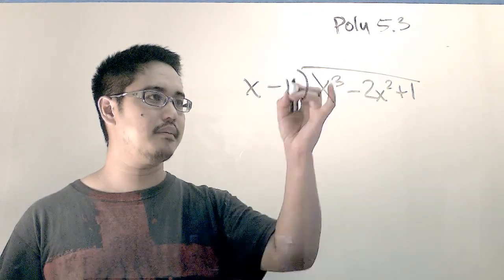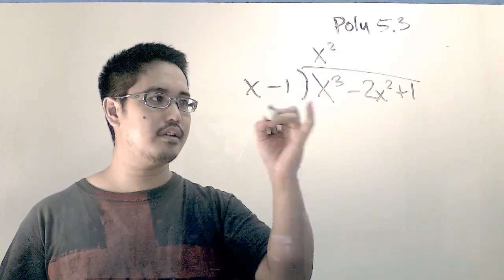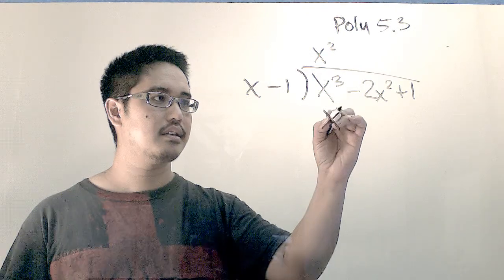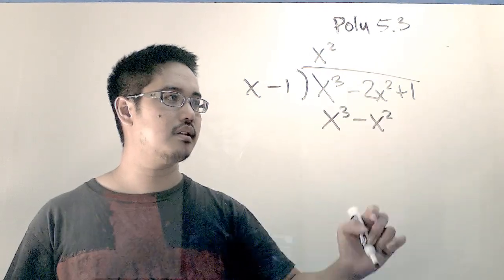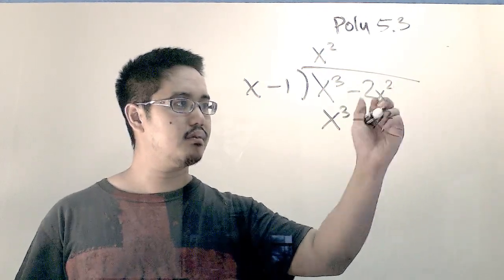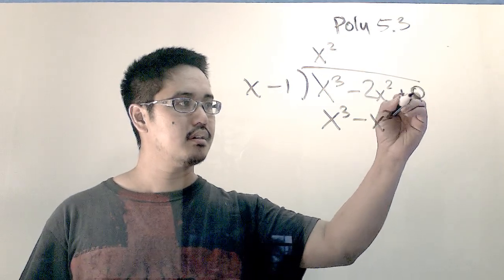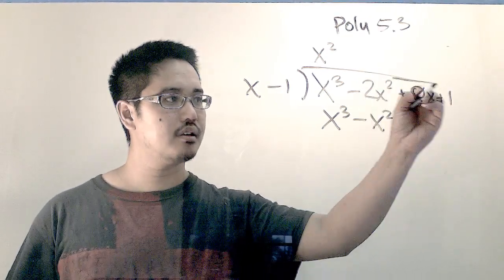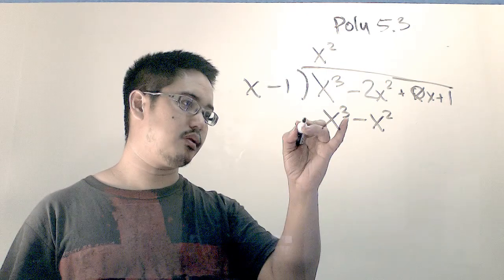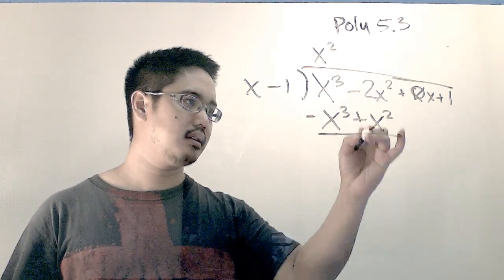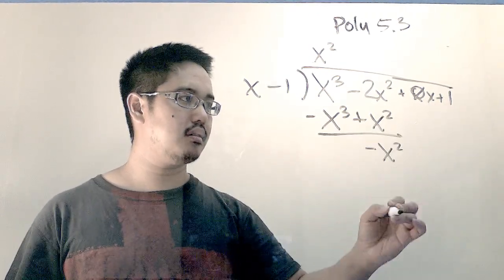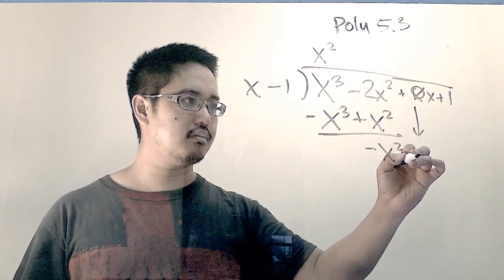Let's play this game. I've got an x squared over here. This would be x cubed minus x squared. I'm going to put in a placeholder over here, 0x plus 1. Okay. Then what I'm going to do is subtract like that. This would be negative x squared. Drop down that 0x.